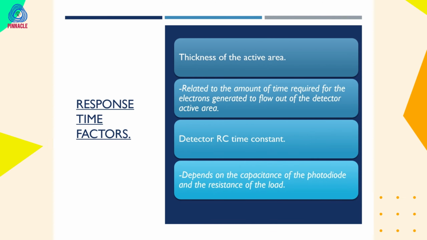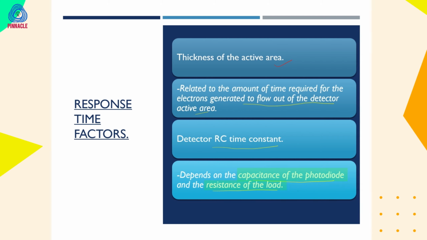Response time of a photodiode depends on these four characteristics. The first one is the thickness of the active area. Then the second one is the amount of time required for the electrons generated to flow out of the detector active area. Then third, the detector RC time constant, and fourth, the capacitance of the photodiode and resistance of the load.